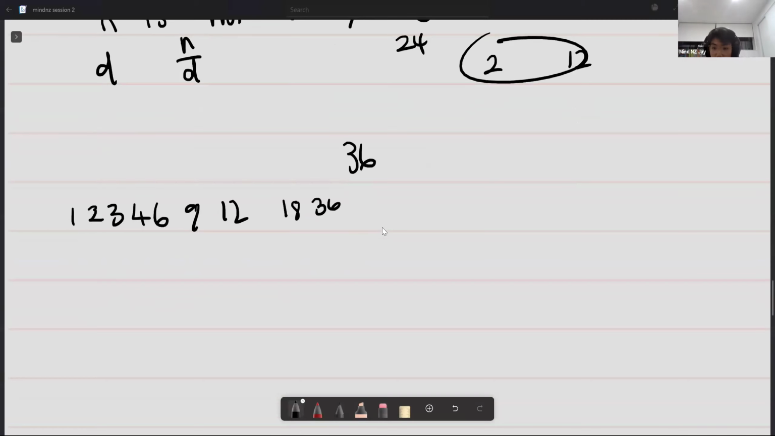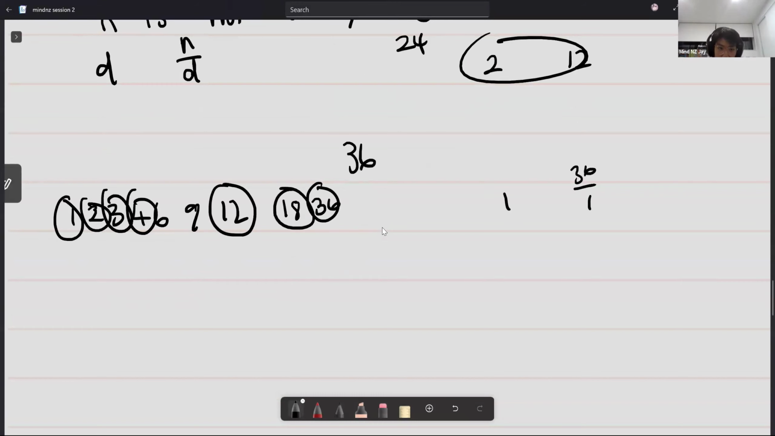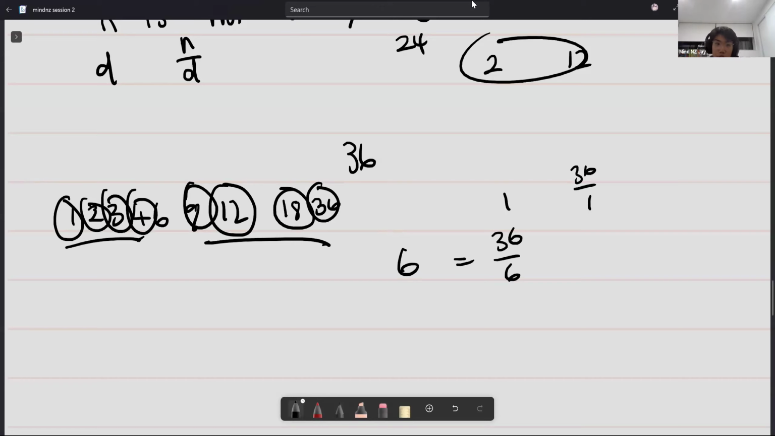So let's just use the same pairing idea from before. If we pair 1 and 36, that's 1 and 36 over 1, and 2 and 18, and 3 and 12, and 4 and 9. So all of these pairs give an even number, right? But then one of its divisors, 6, is equal to 36 over 6, so you can't pair it up with anything. For squares, there's an odd one out that can't be paired up with another divisor. So that means it has an odd number of divisors.